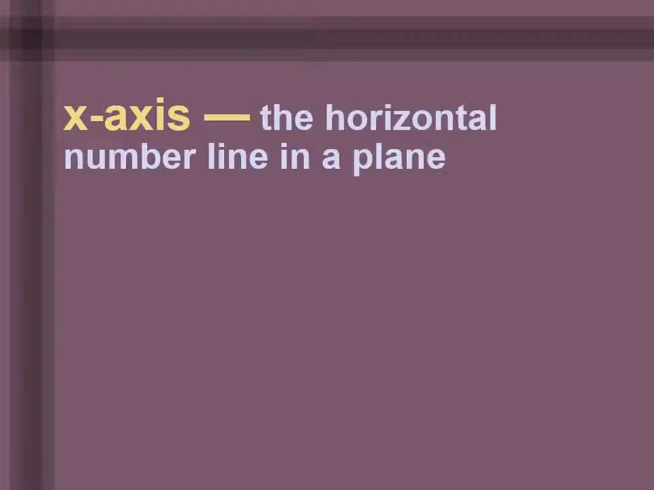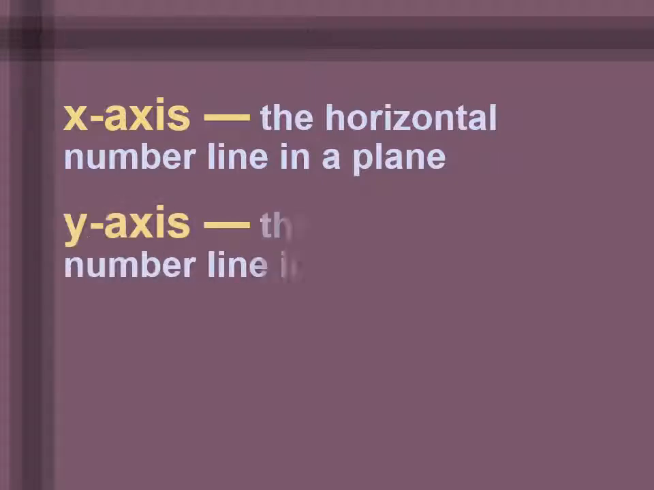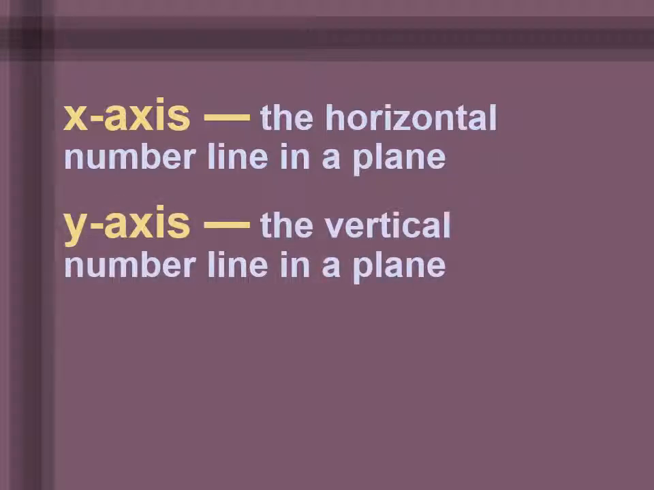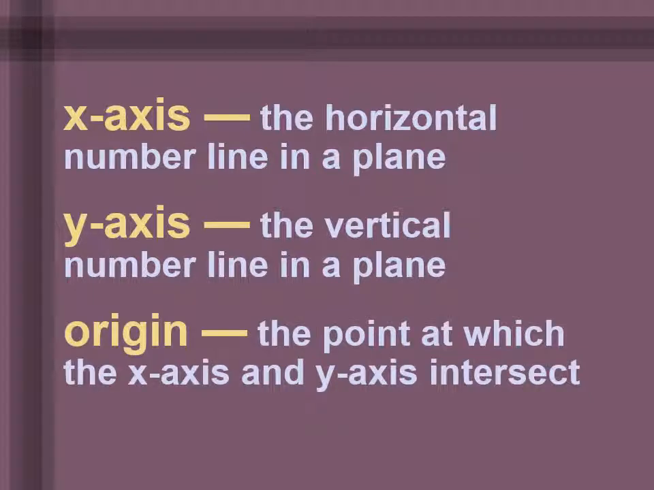Okay, so some definitions. The x-axis is the horizontal number line in the plane. The y-axis is the vertical number line in the plane. And then the origin is the point at which the x-axis and the y-axis intersect. It's where the horizontal number line and the vertical number line intersect.